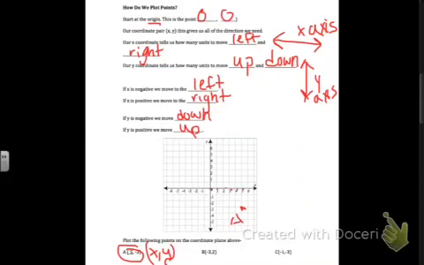Now what about my point B? If I have my point B, I have negative 3, 2. We start at the origin. It's negative 3, so I go 1, 2, 3 spaces to the left, since x is negative, and since y is a positive 2, we can move up 2, and then that point right there is going to be our point B.